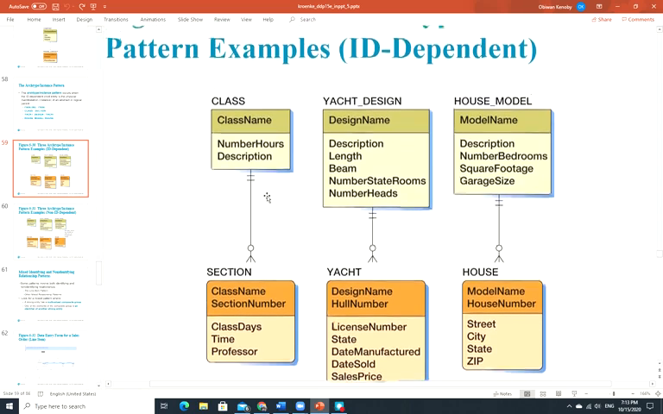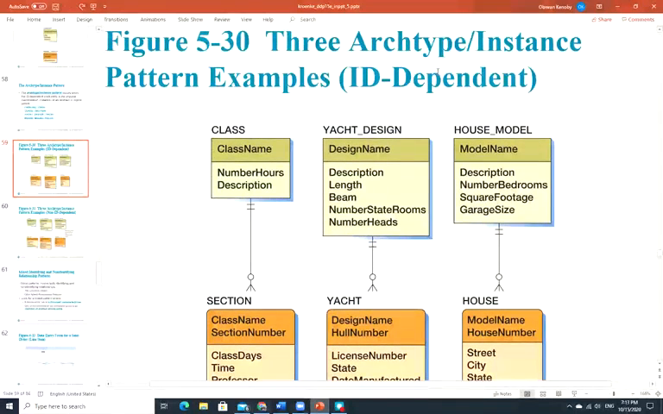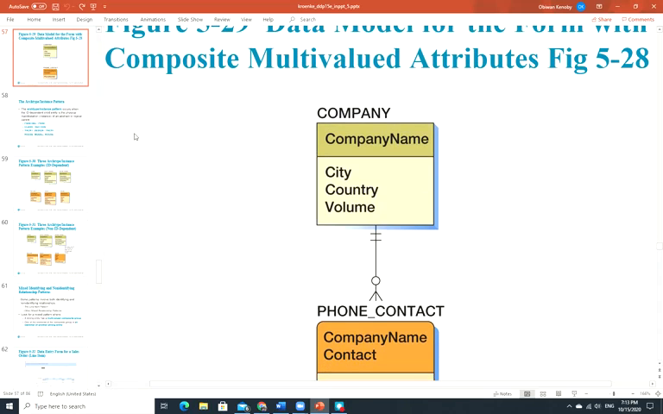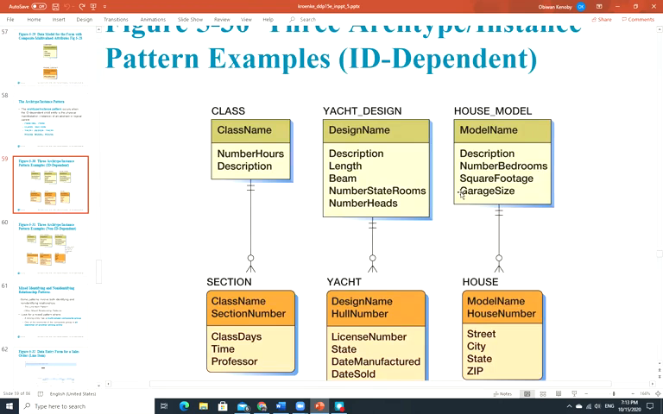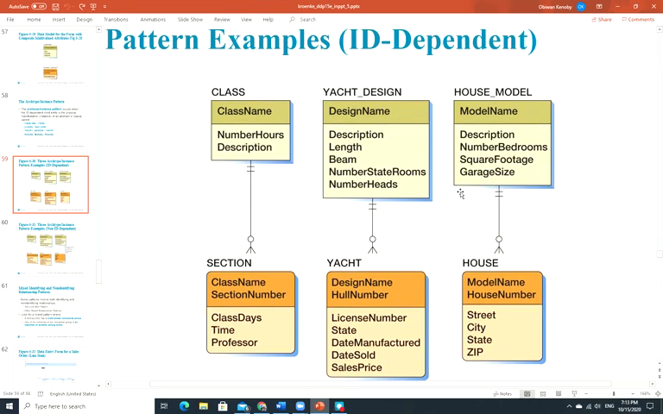So this is an ID-dependent archetype relationship, or something along that line. No, this is a multi-relationship. If you look at this, employee and engineer, their relationship is sort of like this. That makes sense? So if you really want to model this engineer, this is how you're going to model it.